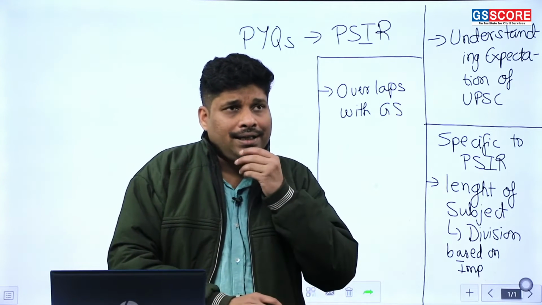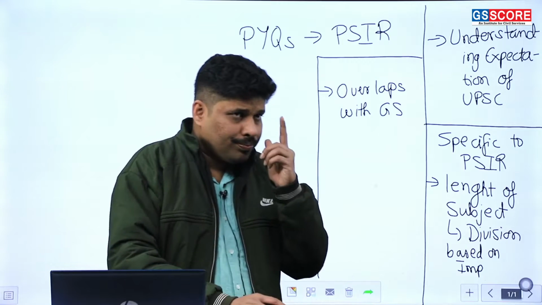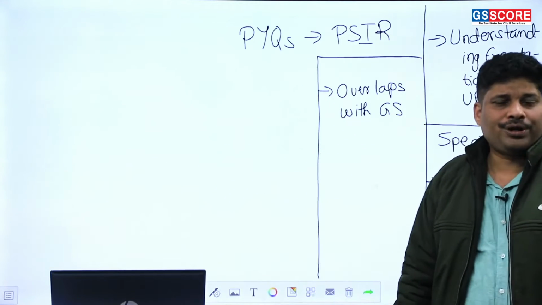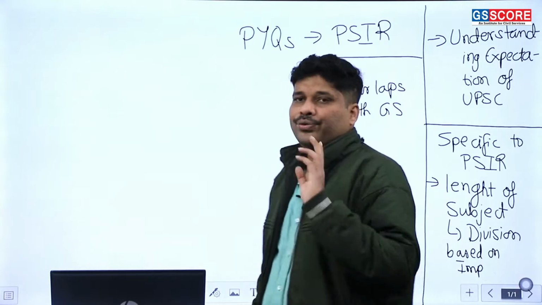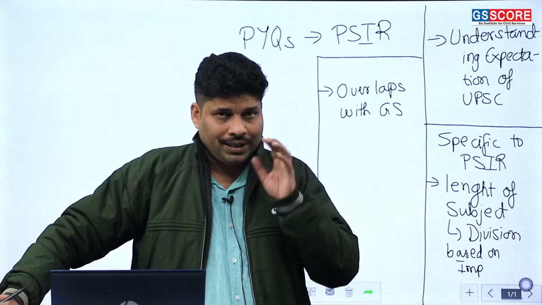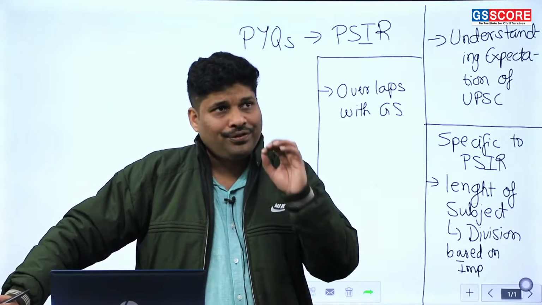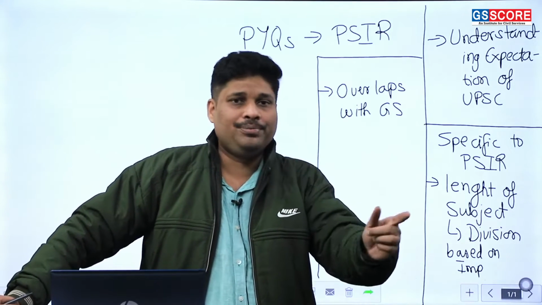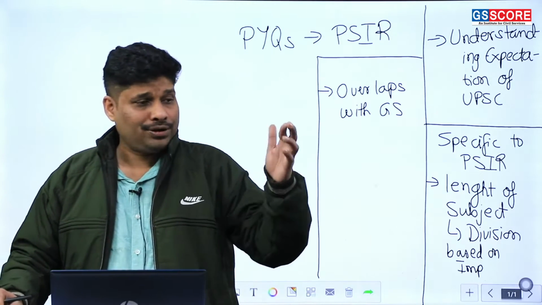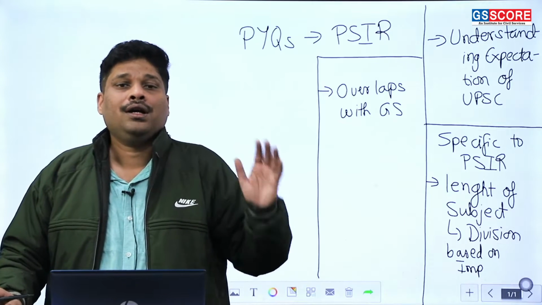So if you take into consideration the Election Commission only from the point of view of GS, it will not help you in PSIR. And if you take into consideration the Election Commission only from the point of view of PSIR, it will not help you in GS. For GS also, even if your optional is PSIR, I would say you have to go for PYQ analysis.